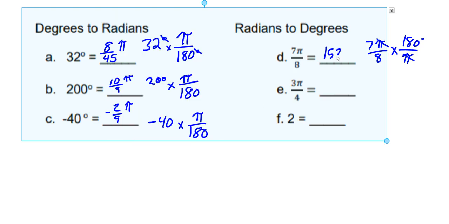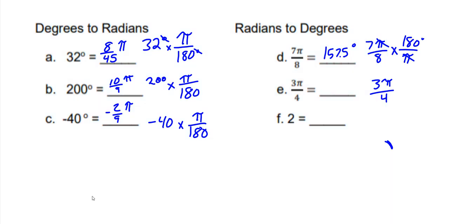Same thing for the 3 pi over 4. I'll go ahead and write that over here. 3 pi over 4. Don't know why we have this box here. I don't know how to get rid of it. There we go. Times, let's see, where was I? 3 pi over 4 times 180. Remember, we want the pi's to cancel, so we'll put it on the bottom.